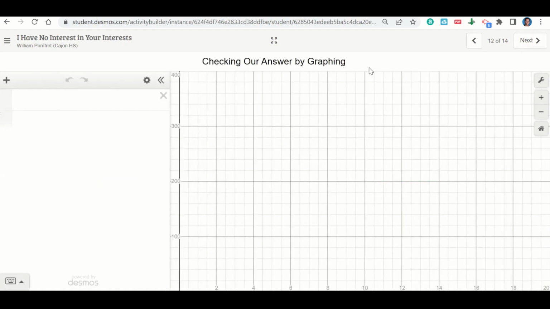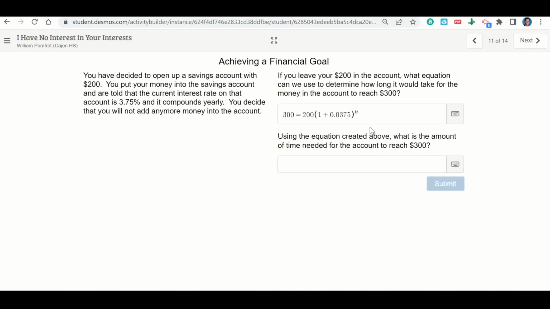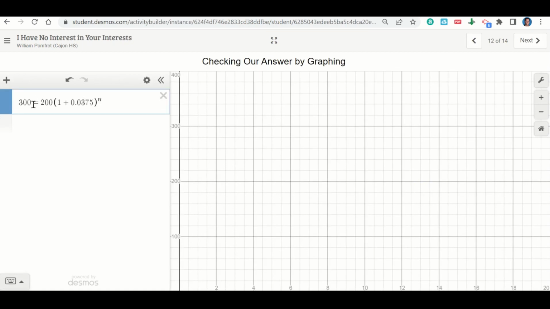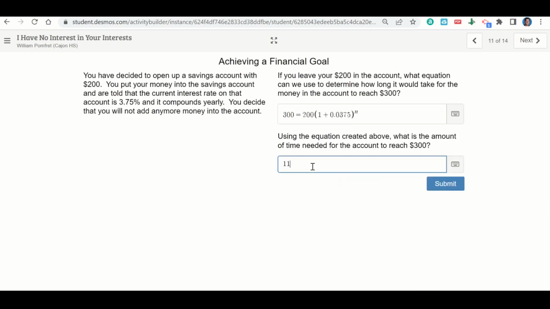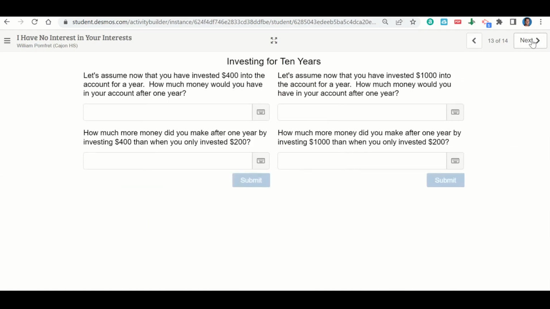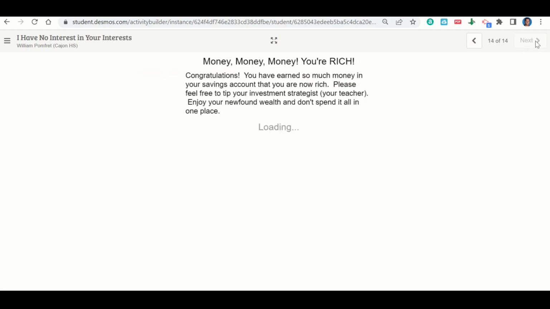And then we can check our work here. And even if you don't want to use a calculator, we can always just enter it in this way. So we can copy this and paste it in. We're going to change this back to being y. And notice now, when we get to $300, which is here, it takes about 11.02 years. So we'll go ahead and go back and put that in. So it's 11.02 years. And then we'll go ahead and click next. And now we're just going to answer a few questions. And then we'll go ahead and click next again.